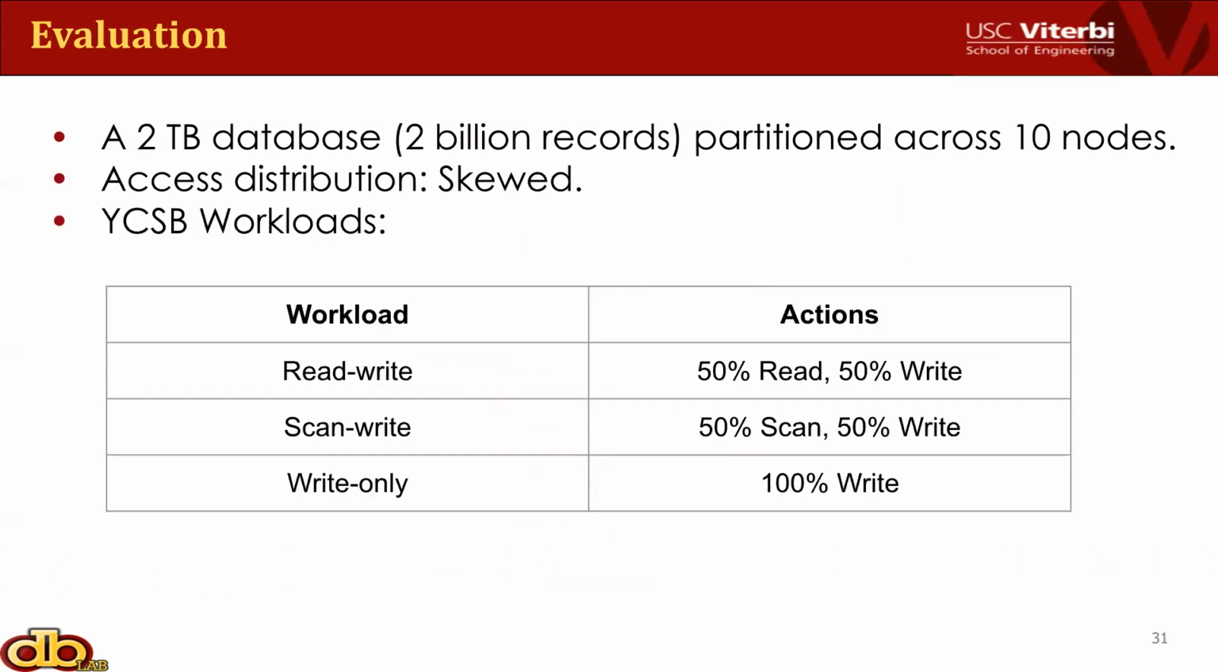We evaluated Nova-LSM with a 2 terabyte database containing 2 billion records partitioned across 10 nodes. We used the skewed pattern of access to data and 3 YCSB workloads. The read-write workload consists of 50% read and 50% write. The scan-write workload consists of 50% scan and 50% write. The write-only workload consists of 100% write.